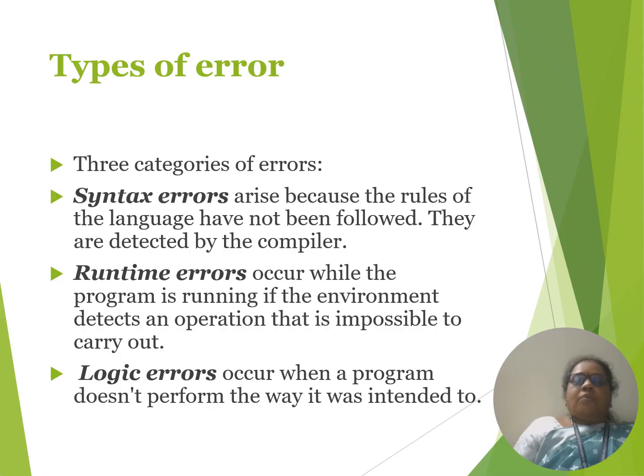Runtime errors occur while the program is running in the environment and it detects an operation that is impossible to carry out. The runtime errors are programming errors, such as wrong input. For example, when we declare some variables as integer, we try to get the values in double. Errors like that are called runtime errors. These errors are not caught as syntax errors. They are only created at runtime. The compiler will not check this type of error.